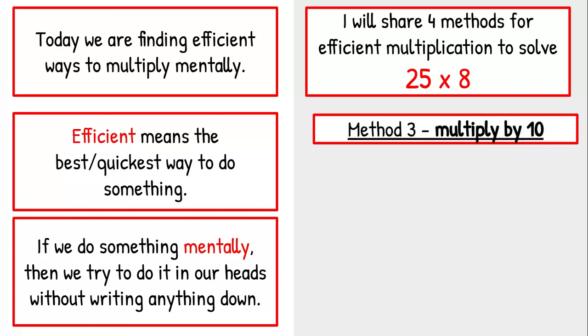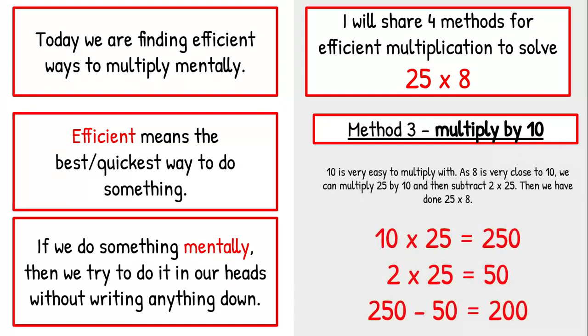Method 3, I'm going to use multiplying by 10. Now 10 is a very easy number to multiply with. And as 8, which I'm multiplying with, is very close to 10, I can multiply the 25 times 10 and then take away, then subtract 2 times 25. Then we have done 25 times 8.